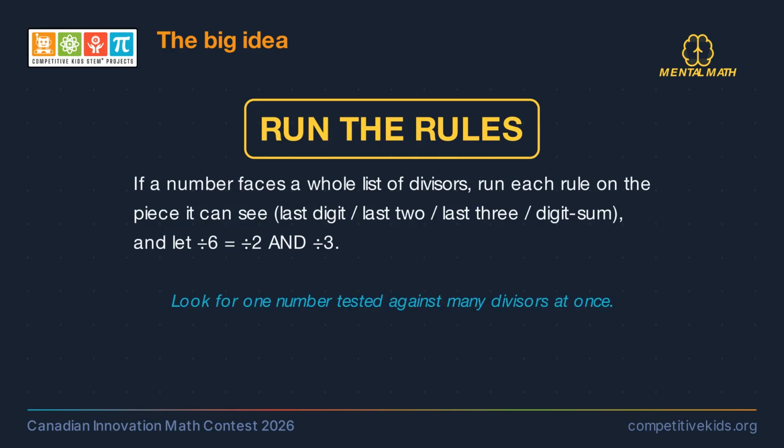Look for one number tested against many divisors at once. Every rule reads only the smallest piece the divisor can see. The rest is a power of 10 it already divides. And the same test that says divisible hands you the remainder, the mod, for free.